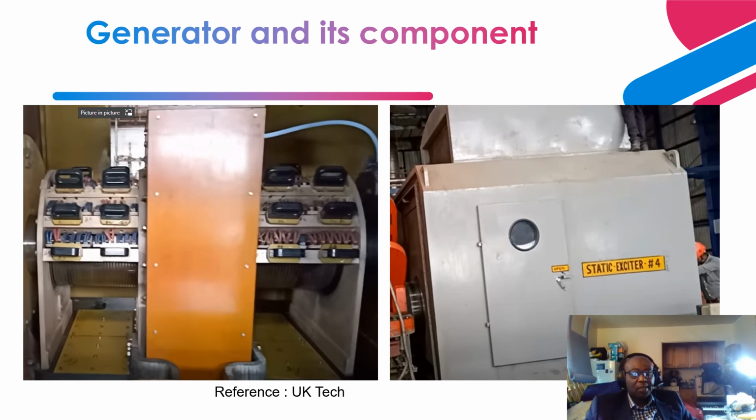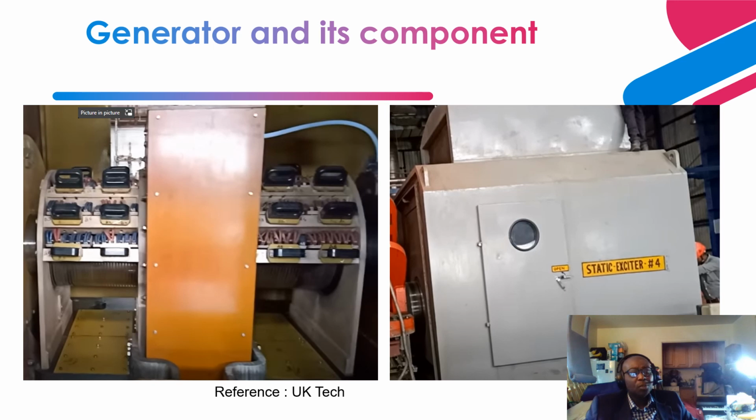Next is the other component of the generator that I showed you in the previous slide. Remember, I showed you that we have a rotor. A generator consists of a stator and a rotor, right? The rotor is the rotating piece of the generator. The stator is the stationary piece, right?